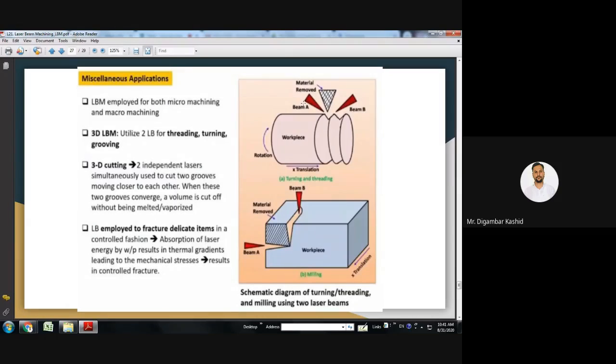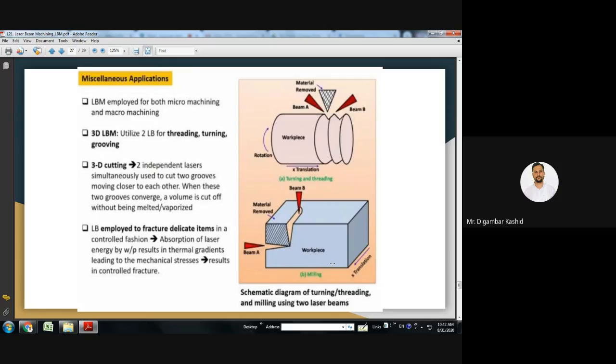When these two beams match at a certain point, then a volume of material is removed, more volume of material is removed. Here you can see two lasers are used in this diagram for marking purposes, for this kind of grooving operation or the milling operation also. You can see in the second milling operation how we have used two beams. Two beams are used simultaneously, so that we can cut more volume of material.